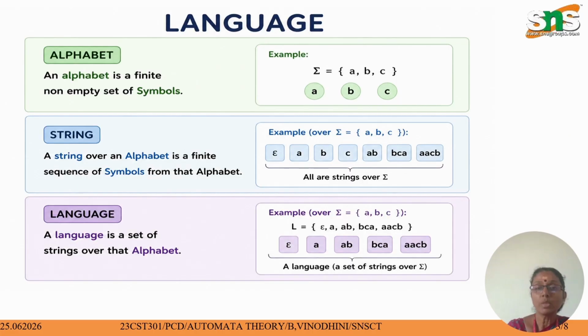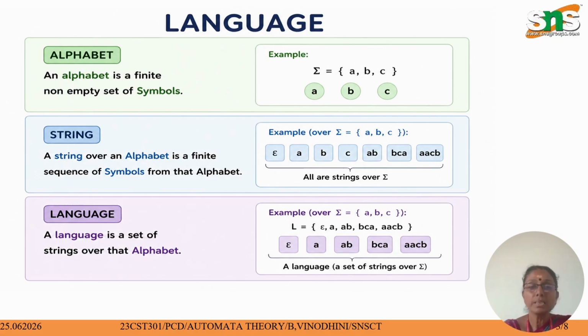First we will see what a language is. A language is a collection of strings. A string is a collection of alphabet symbols. Now we will see what an alphabet is. An alphabet is a finite, non-empty set of symbols. For example, we have a, b, c, which means the particular set contains three symbols.